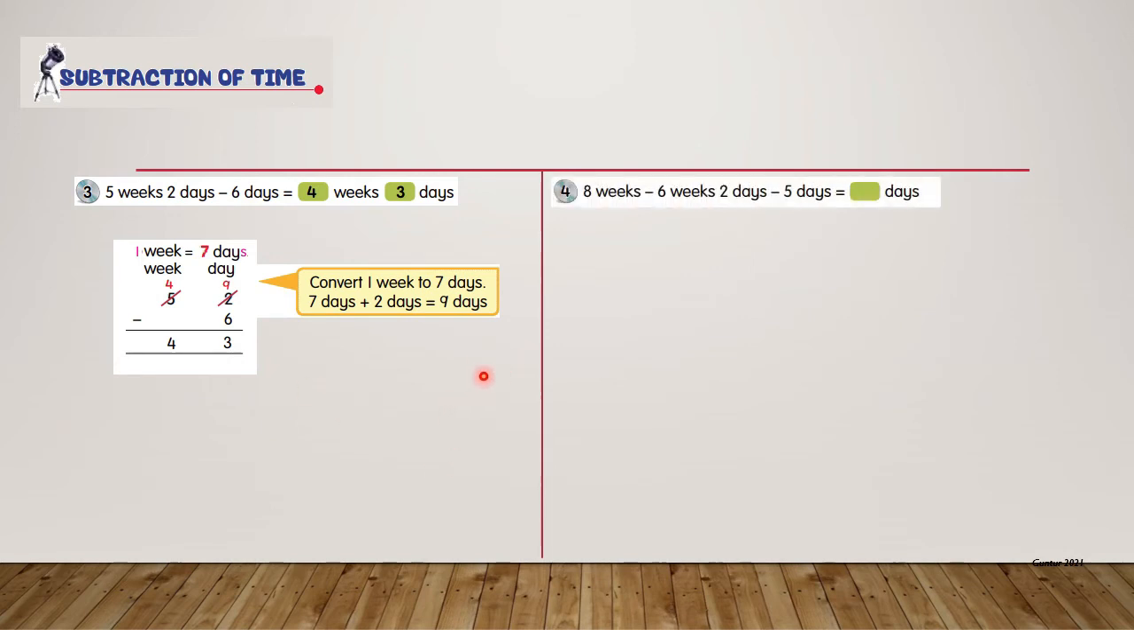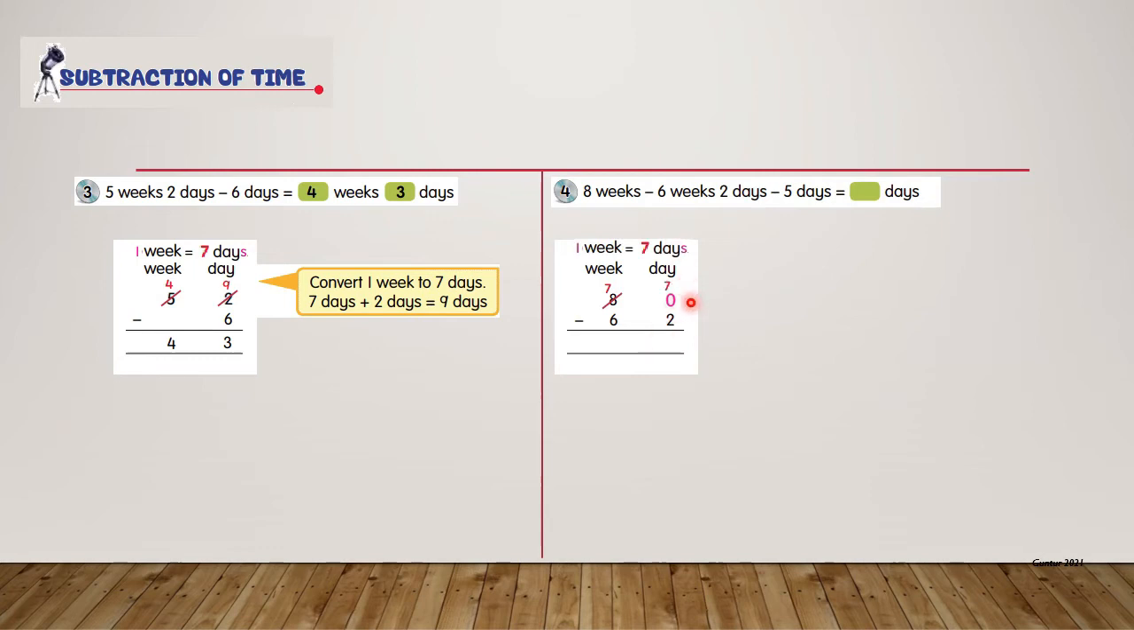Okay, next example, 8 weeks subtract with 6 weeks 2 days and subtract 5 days. Okay, we are separating week and days. First 8 weeks subtract by 6 weeks 2 days. Okay, because there is no number on day we should add 0 there. Okay, 0 subtract by 2 cannot be done, so borrowing from 8. 8 becomes 7 and we are borrowing 1 week. 1 week is equal to 7 days.